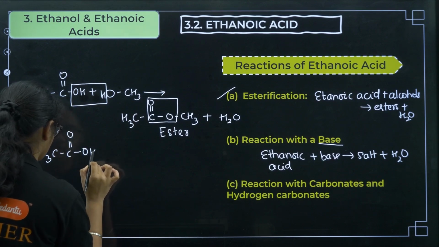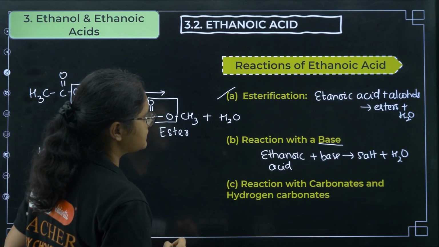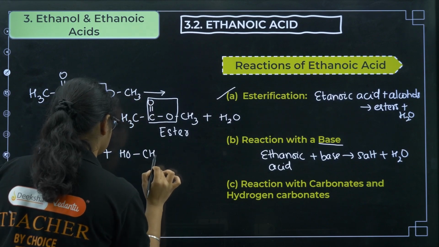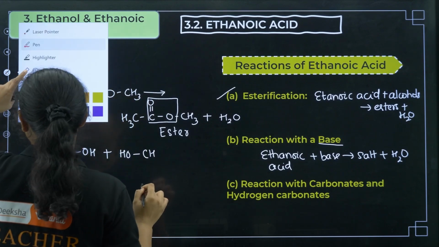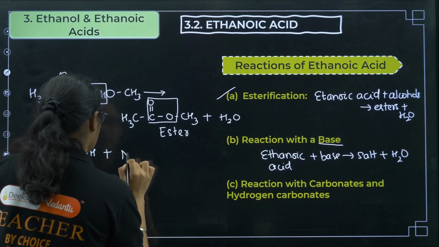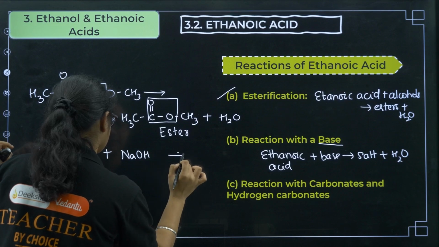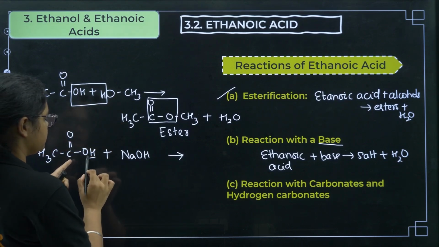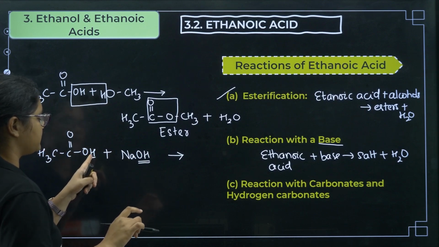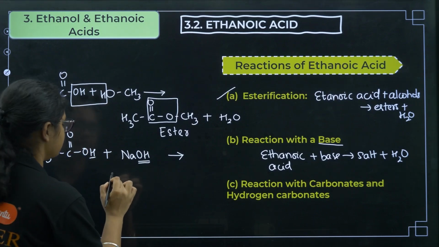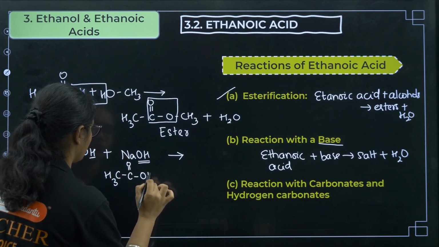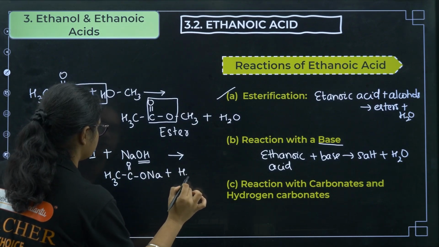So now we have CH3COOH plus base. I'll take any base, let me take NaOH. So what will happen? This H will come out, it will react with this OH and give you water, and this hydrogen will be replaced with Na. So I will get CH3, C double bond O, ONa, plus H2O.